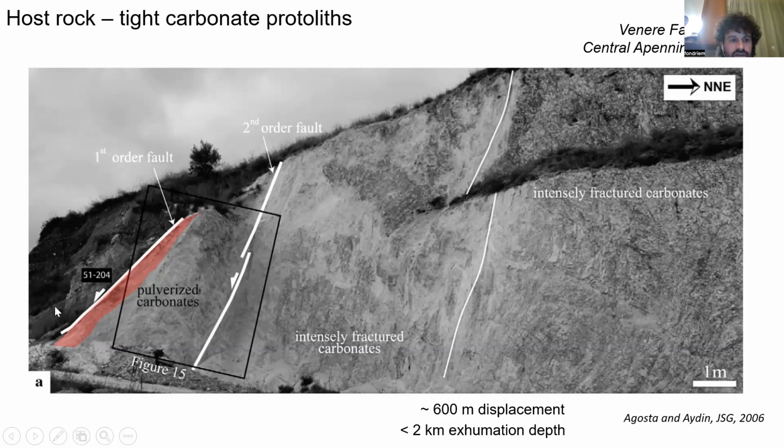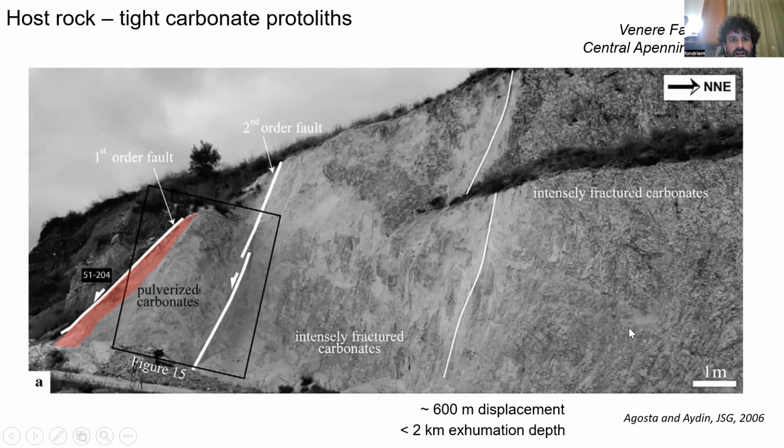For example, if this fault is accommodating 600 meters of displacement, these small faults can accommodate up to 100 meters, thick or several tens of meters. And here, your rock is intensely fractured by brittle fracturing. You can find some veins and so on.